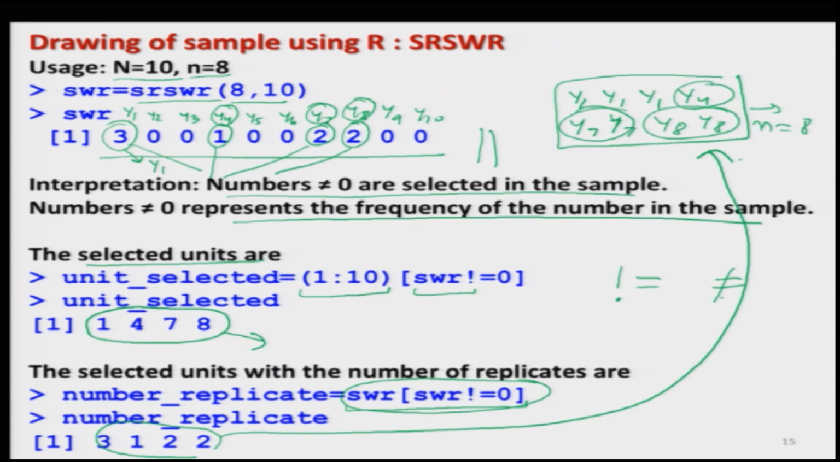That means the value y1 is repeated 3 times, the 4th unit is occurring 1 time, the 7th unit is occurring 2 times, and the 8th unit is occurring 2 times. So you can see I have tried to illustrate it in a simpler way, but just by looking at the outcome you can see what is really happening.